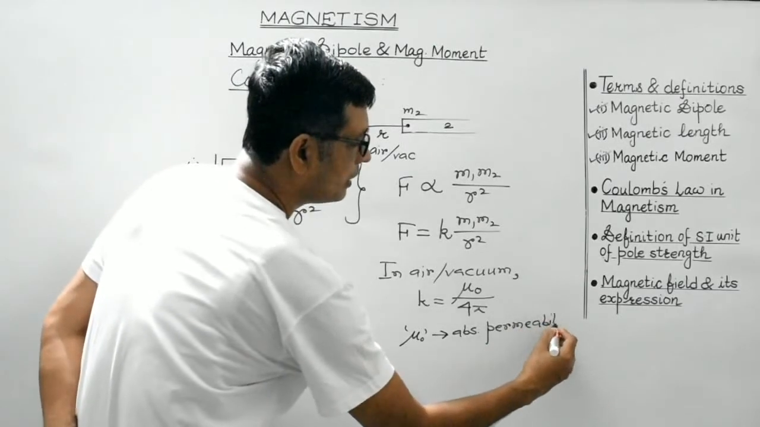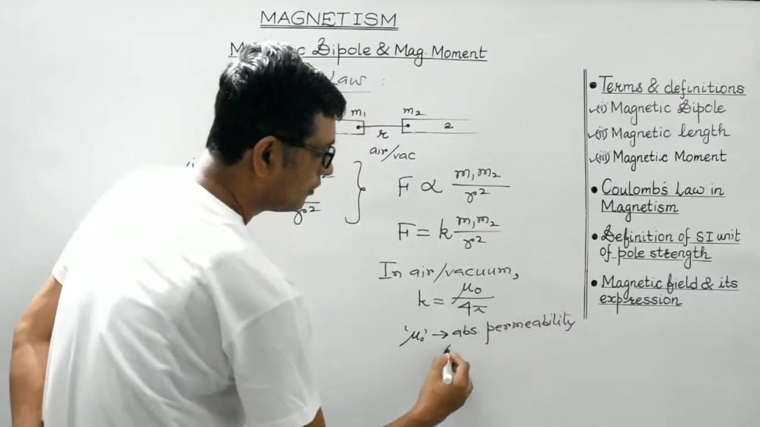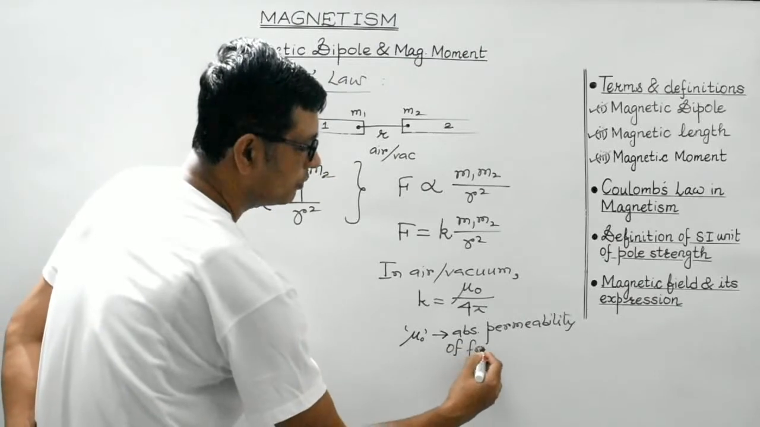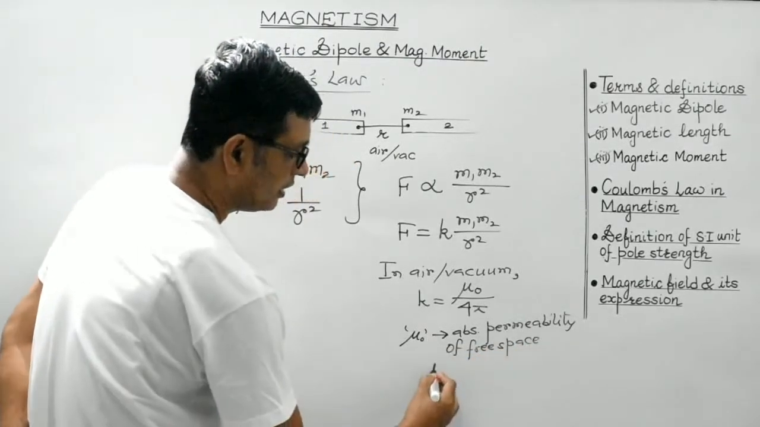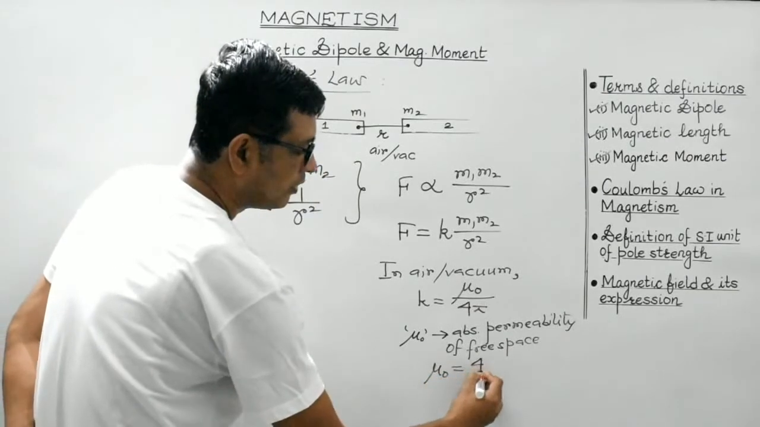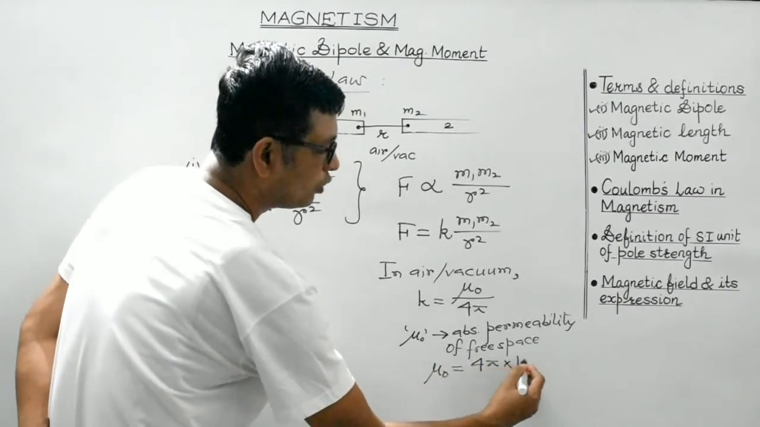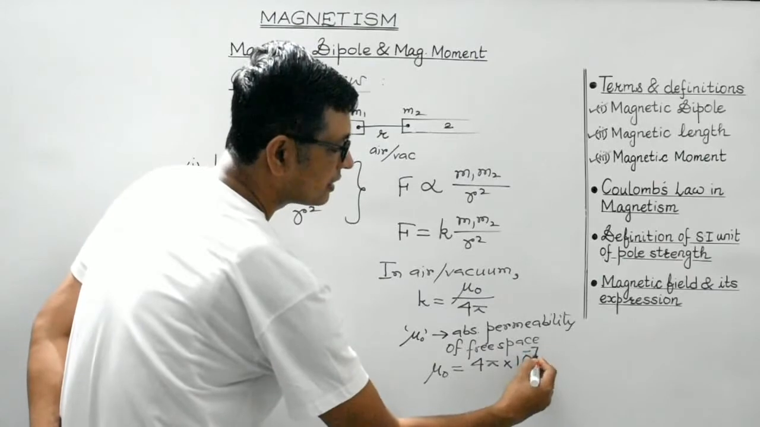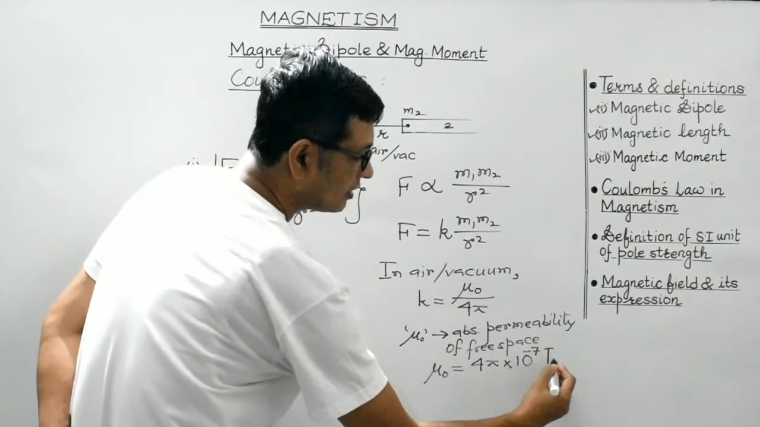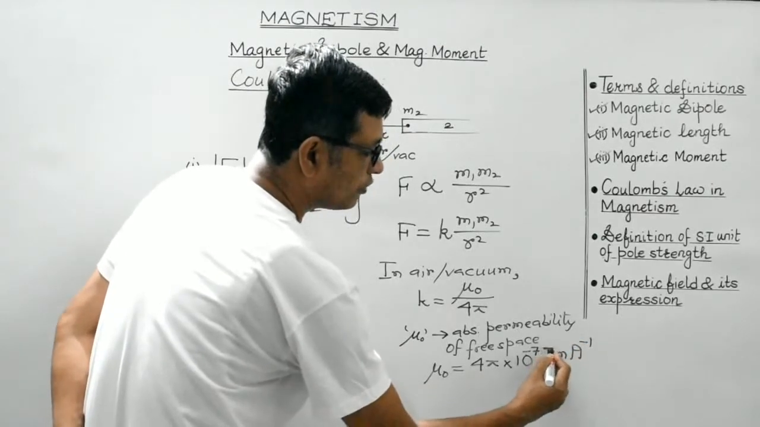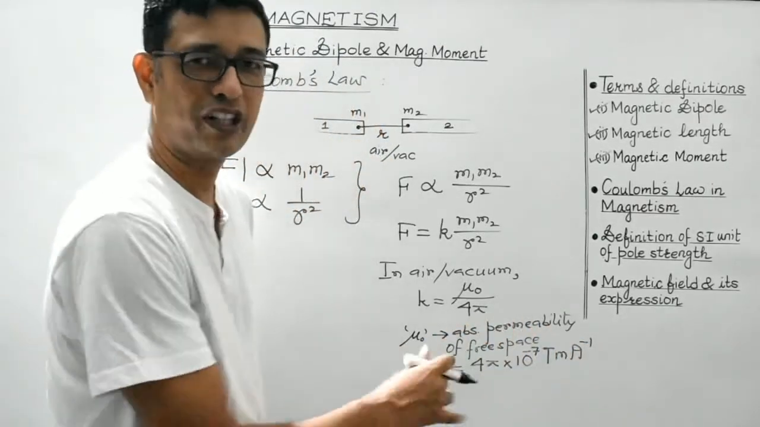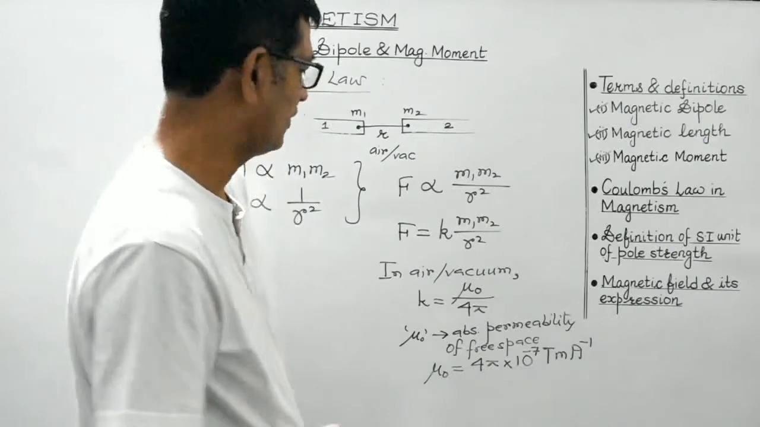Absolute permeability of free space or vacuum. This we have already discussed, and its value is 4 pi into 10 raised to power minus 7. Its SI unit is Tesla meter per ampere. Tesla is the SI unit of magnetic field. Right? We have already done it in the previous unit.